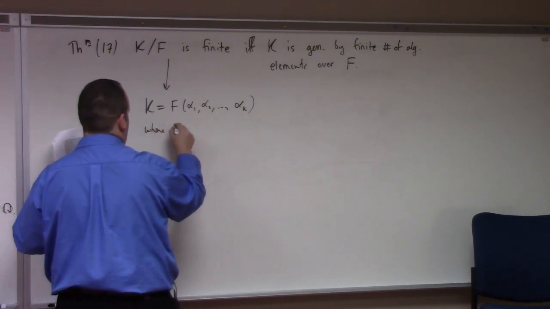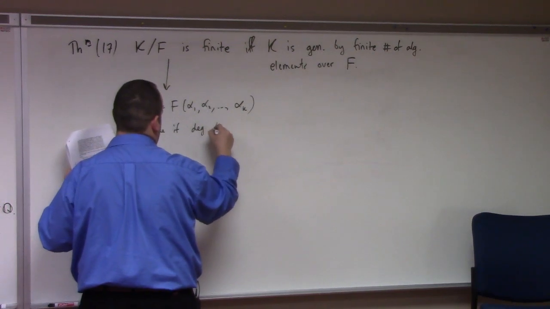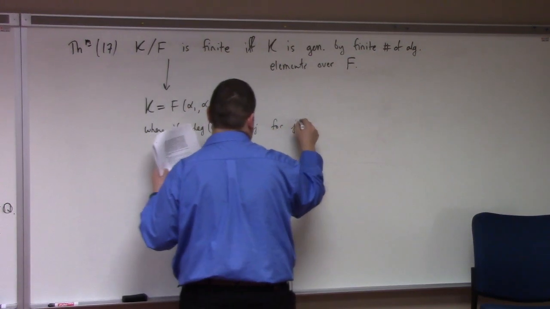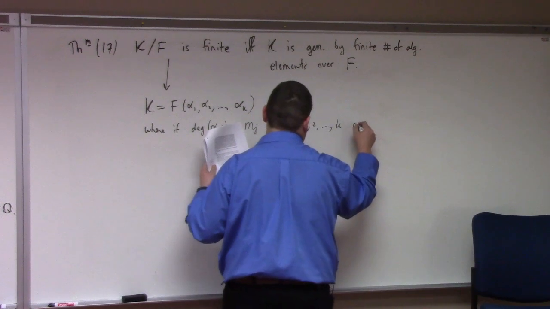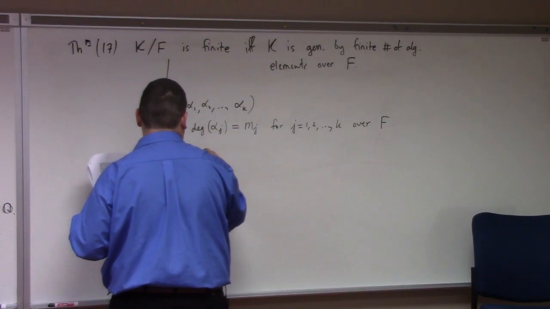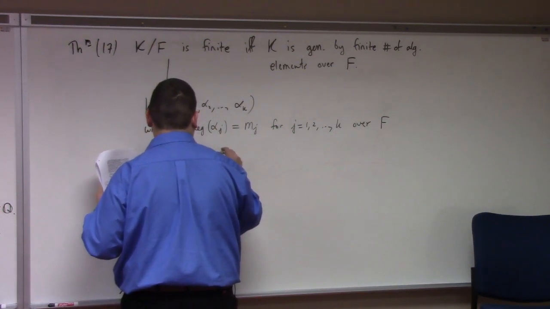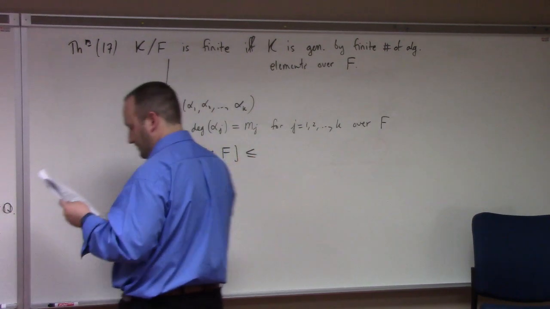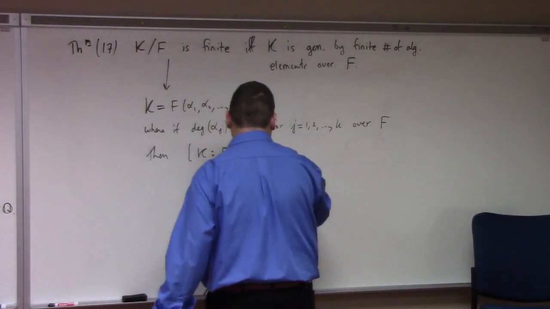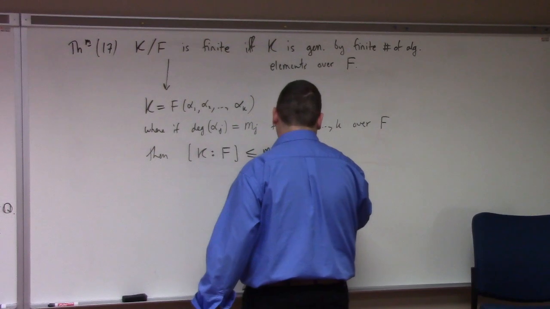And more than that, if the degree of, let's say, alpha j is equal to m sub j for j equals 1, 2, up to k over the base field F, then the degree of the extension K over F is what? It's less than or equal to what? Yes, the product of all the m1, m2, up to mk.